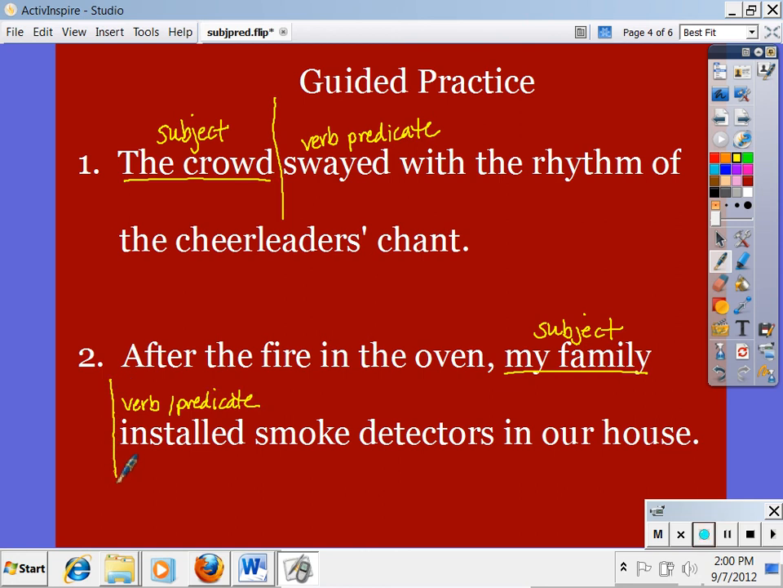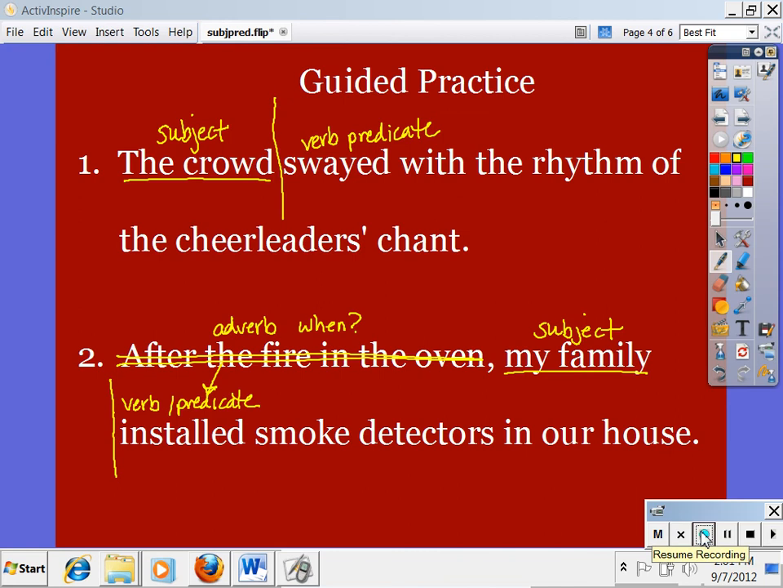This beginning phrase here, after the fire in the oven, it doesn't matter for labeling our subject and predicate. It's actually an adverb that tells when, right? So it's adding to or describing the verb of the sentence. It's pointing back to the predicate. So it's not important for labeling our sentence.